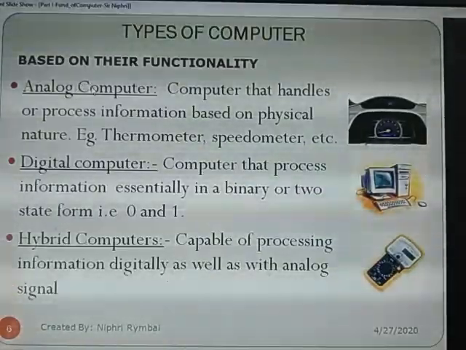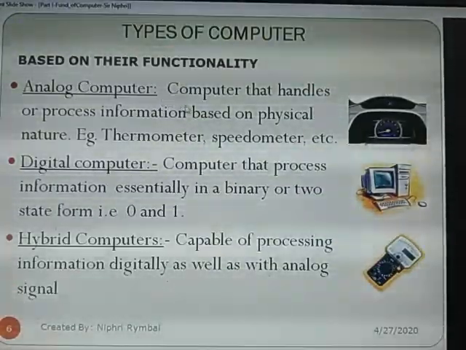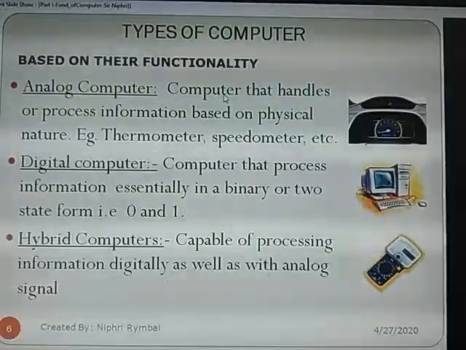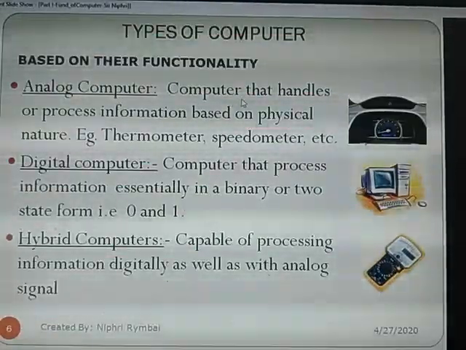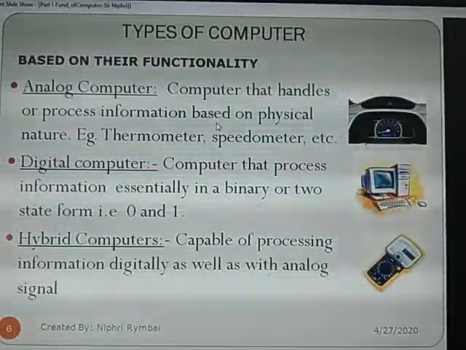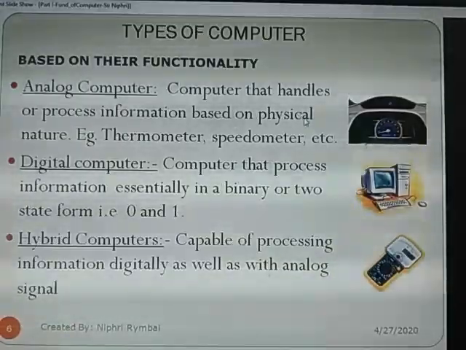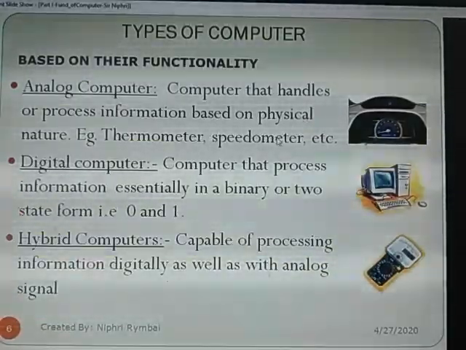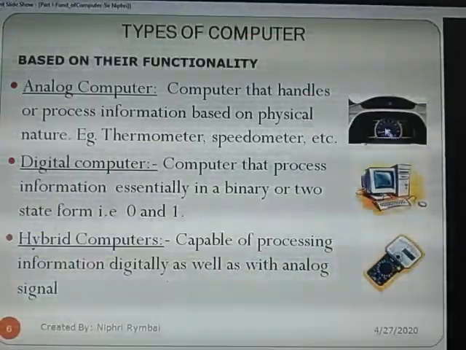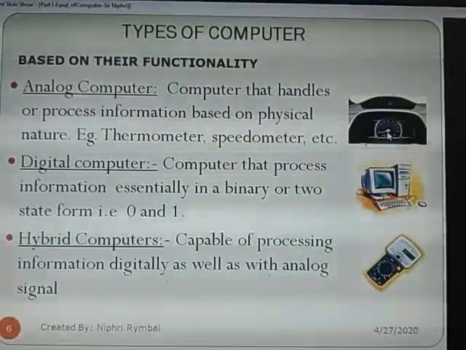That is, the first one is the analog computer. We can say these are the tools which help us in performing calculation and processing information physically. An example is the thermometer and speedometer, like the one that I have given in the diagram, which is the speedometer.